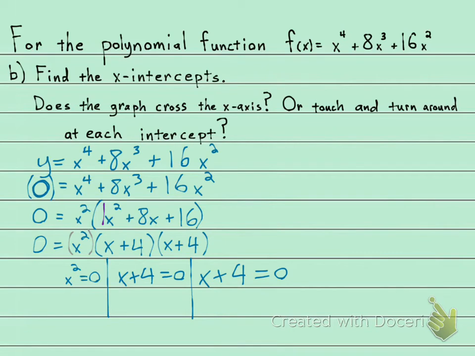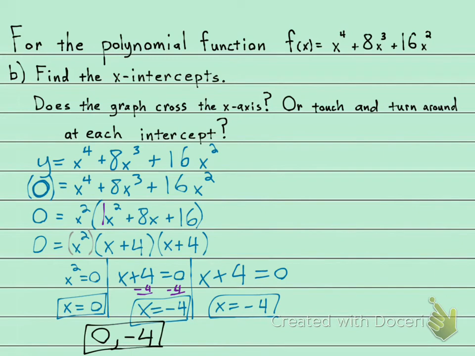In the first one, if I take the square root of both sides, plus or minus, x would be plus or minus 0. Same thing, 0. For the second one, I subtract 4 on both sides, and I'm going to find out x is negative 4. And the last one's exactly the same. I would get x is negative 4, and I don't need to write it twice. So when they ask me what are the x-intercepts, my answer is going to be 0, negative 4.